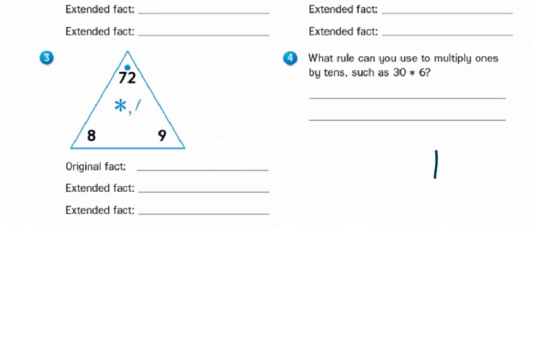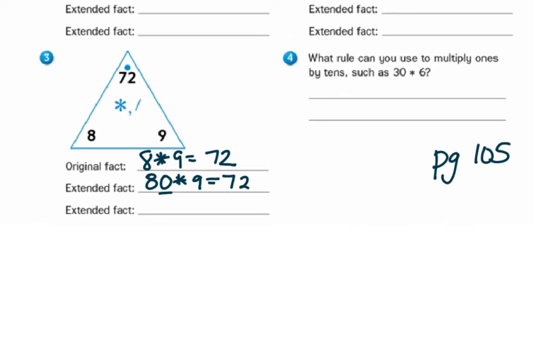Continuing on to number 3, we're still on page 105. The original fact is 8 times 9 equals 72. We're going to extend that 8 to make it a multiple of 10, as in 10, 20, 30, 40, times 9. Well, 8 times 9 is still 72. And we add a 0 on the end. And lastly, we'll extend that 8 to make it 800 times 9. 800 times 9 is 7,200.